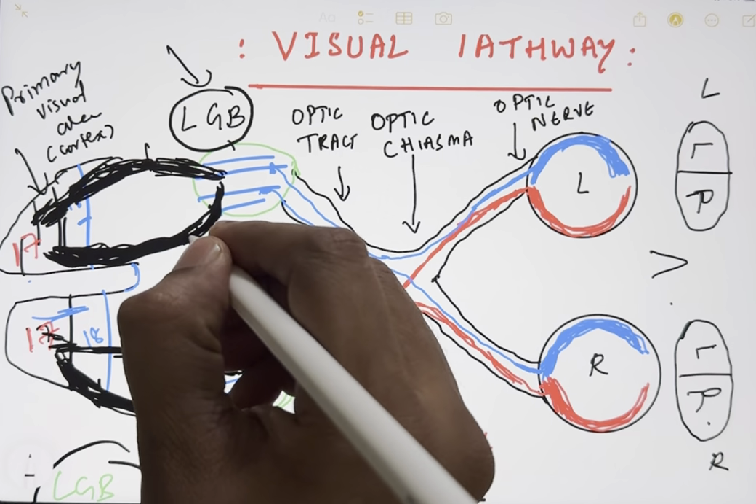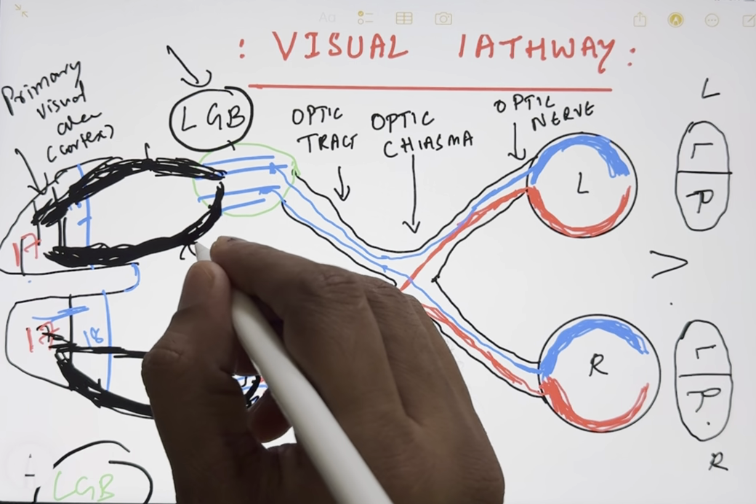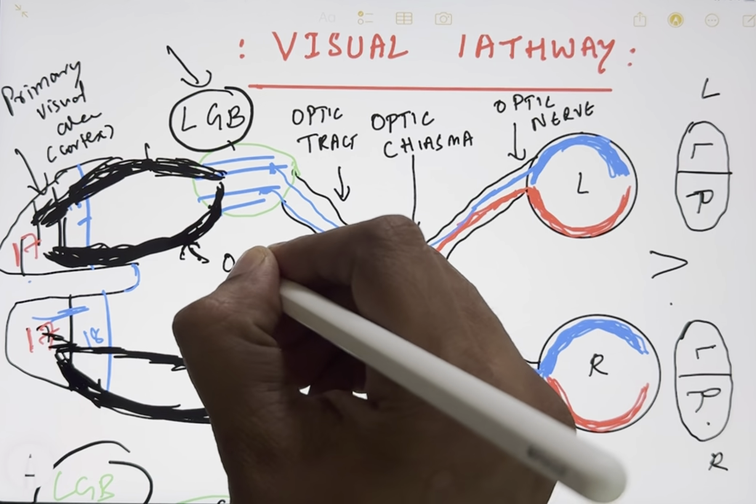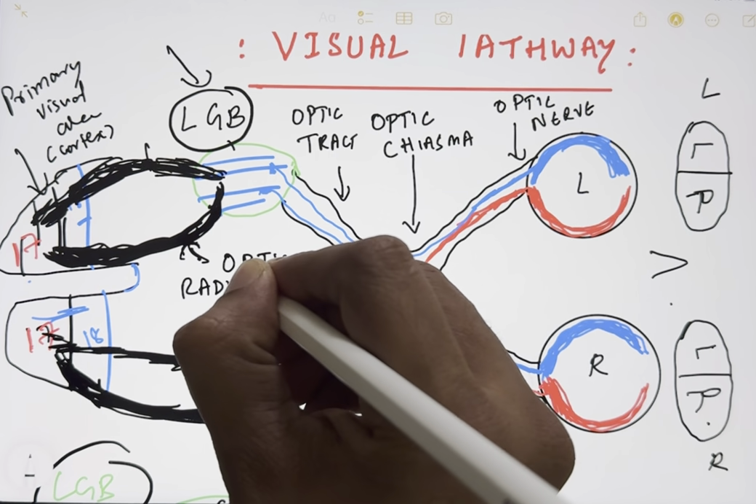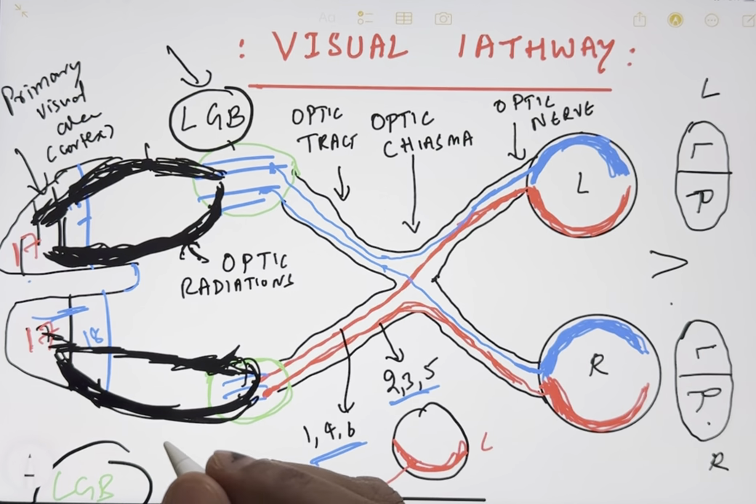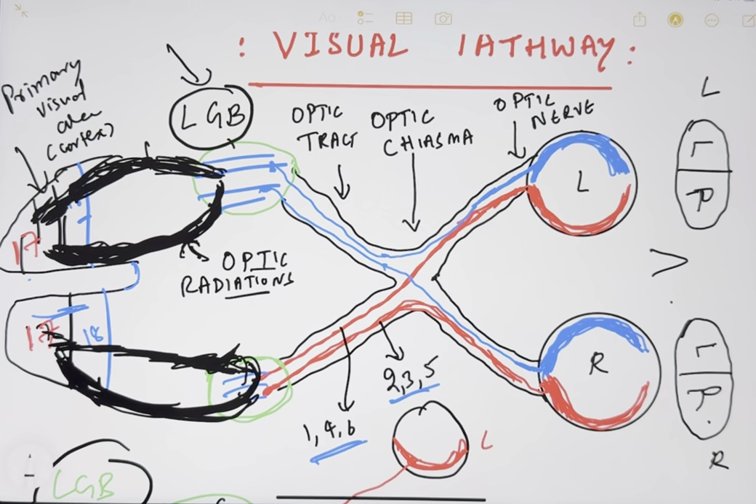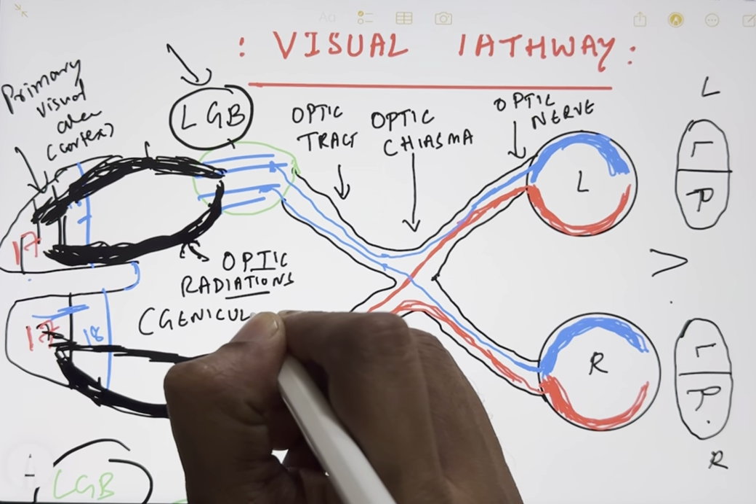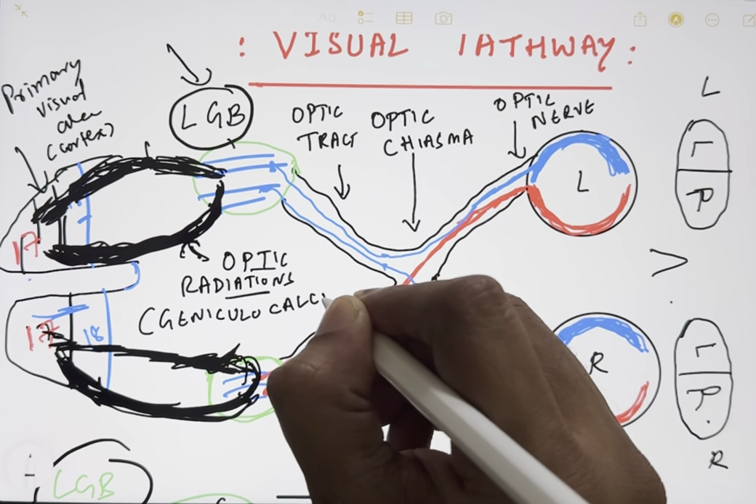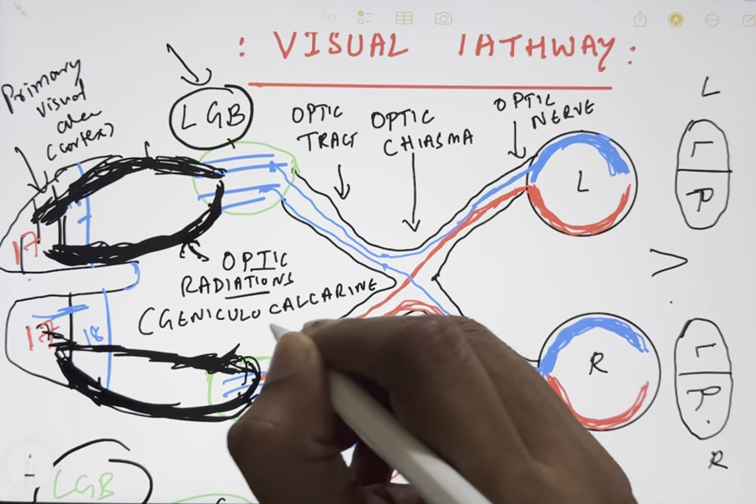Now, this superior or inferior, together they are termed as optic radiation. What are they termed as? Optic radiation. These fibers are basically the axons, nervous tissue. Optic radiation is also known as the geniculocalcarine tract.